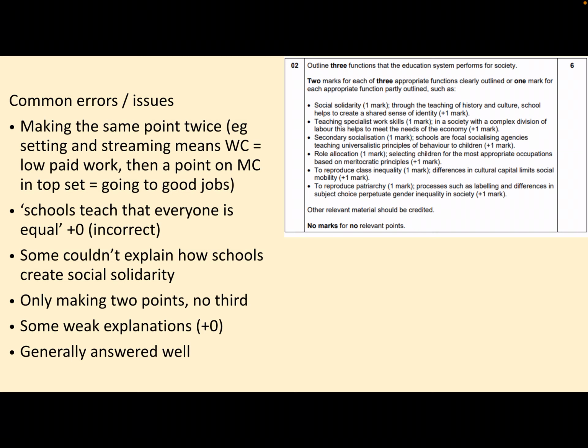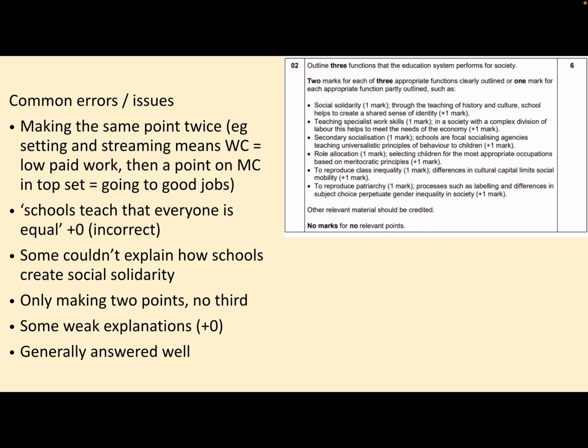But just like I said before, be aware some of you tried to make that point twice. You said the working class are allocated into low-paid jobs because they fail at school because of setting and streaming. And then you did another point saying the middle class end up in top-paid jobs because they benefit from positive labelling and good setting and streaming. It's the same point twice, so you don't even get credit for it once.